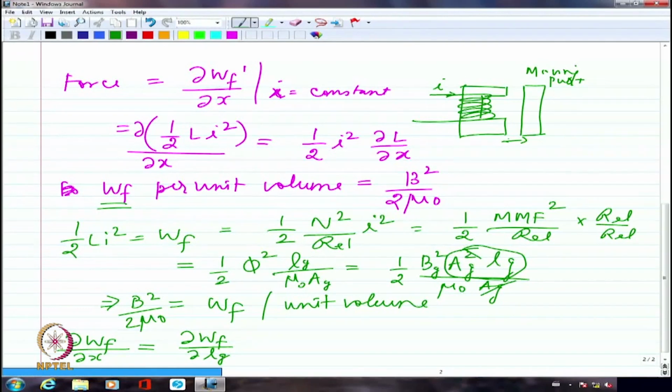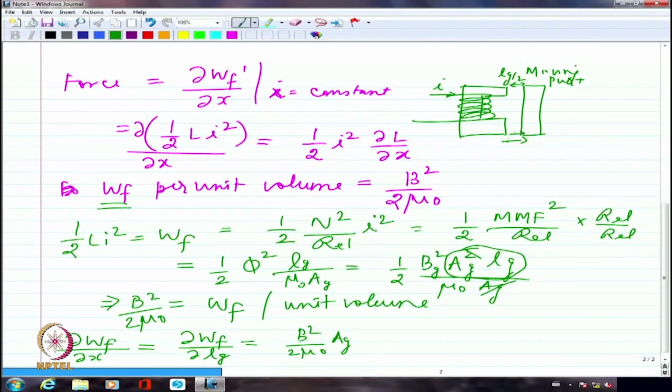Okay. So maybe if I say this is LG by 2 and another LG by 2 here, so that when they add up it becomes LG. Basically I am looking at the length of the air gap. So this is going to be B square by 2 mu naught multiplied by AG multiplied by LG, and LG will just be eliminated when I differentiate it. So this is the force produced in the air gap, whose flux density is B and whose area of cross section is AG.